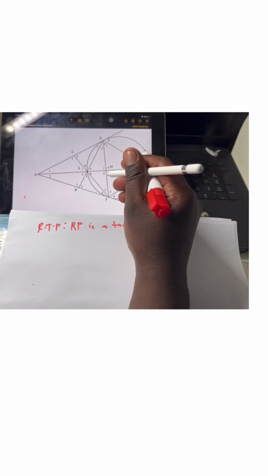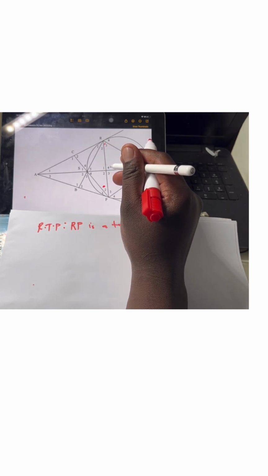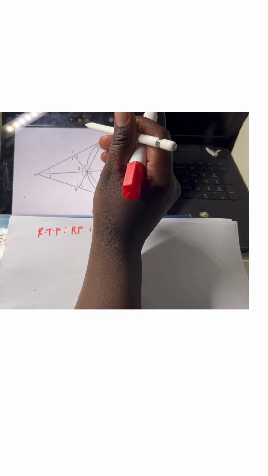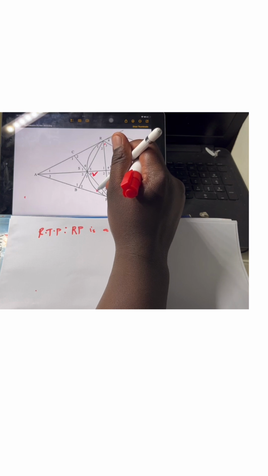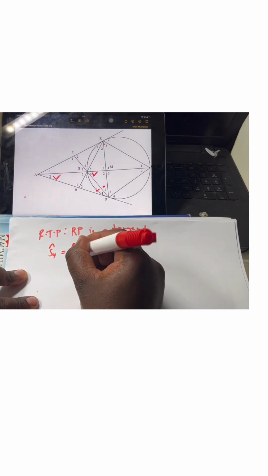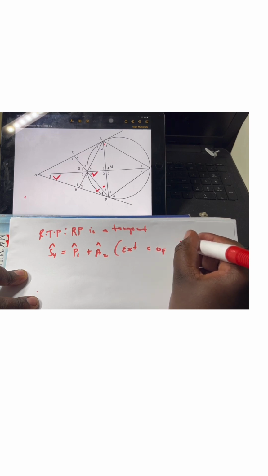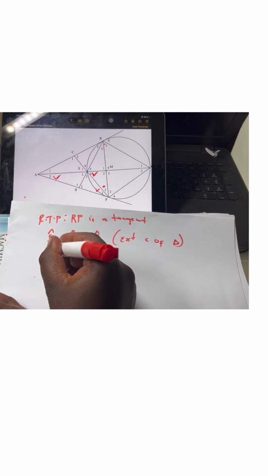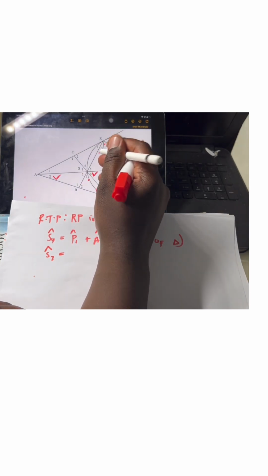Guys, let's start here. Do you agree with me that angle S4, this angle over here, is equal to that angle plus that angle? Let's write that down. Angle S4 is equal to angle P1 plus angle A2, reason being exterior angle of a triangle. Also, angle S3 is equal to what? This angle, S3, is equal to that angle plus that angle.